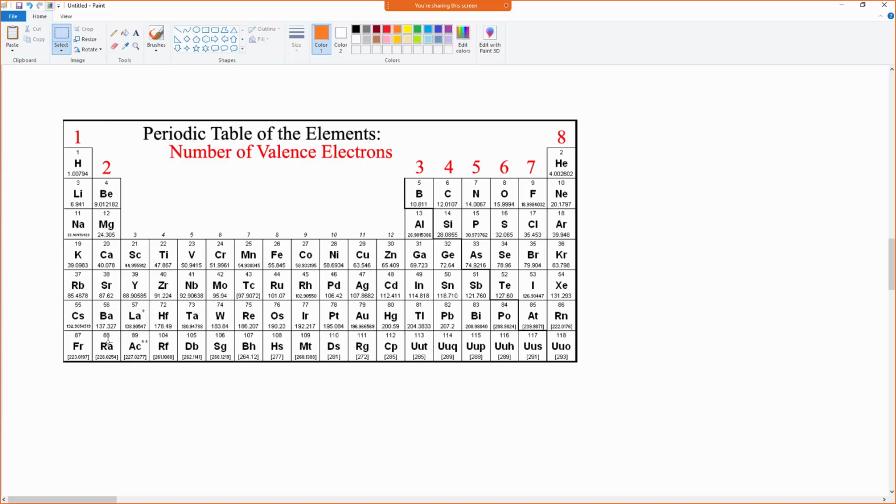Everything in this second group has 2 valence electrons. We are going to totally skip this section of transition metals and inner transition metals and pretend they don't exist for the moment. And then everything in this third column has 3 valence electrons, 4, 5, 6, 7, 8, except of course we know that helium only has 2, right?